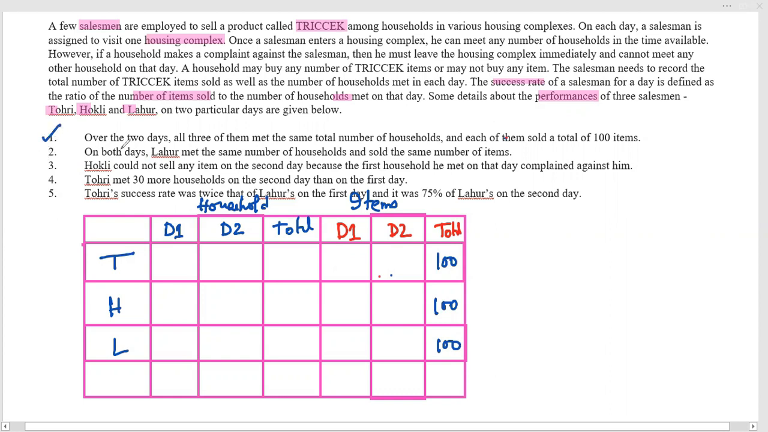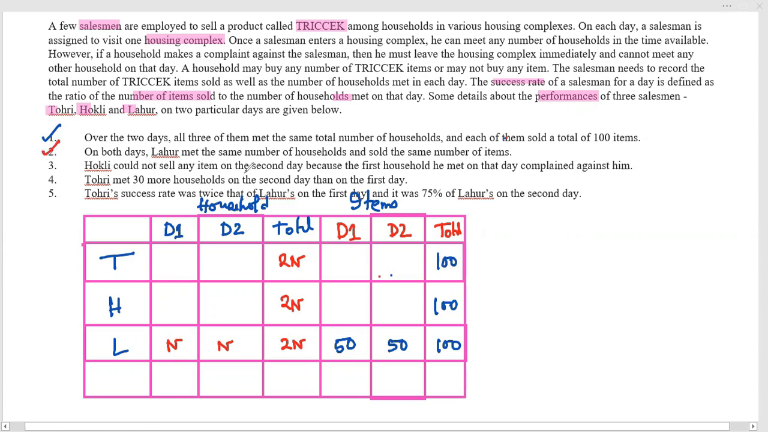So first point taken. Second point, on both days, L met the same number of households and sold the same number of items. So now the number of items should be 50-50 on each day. Now, in the case of households met, I don't know the total number. I can take it as, let's say, 2n, and that total 2n would be present everywhere because this number is the same. It is our point number two.